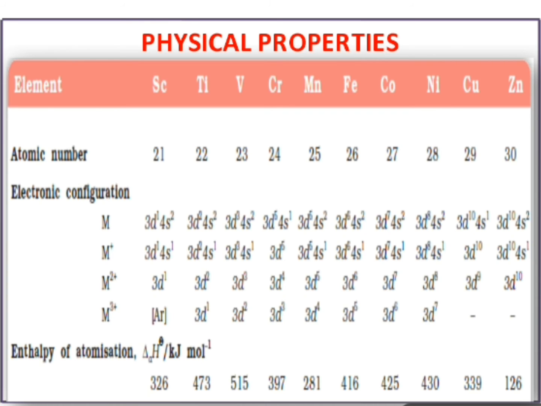Okay, so here the enthalpy of atomization of zinc is very less. Why? Because you know zinc has complete d and s orbitals, so that's why the enthalpy of atomization is very less for zinc. Because all the electrons are paired, no unpaired electron is present. That's why enthalpy of atomization is least for zinc.